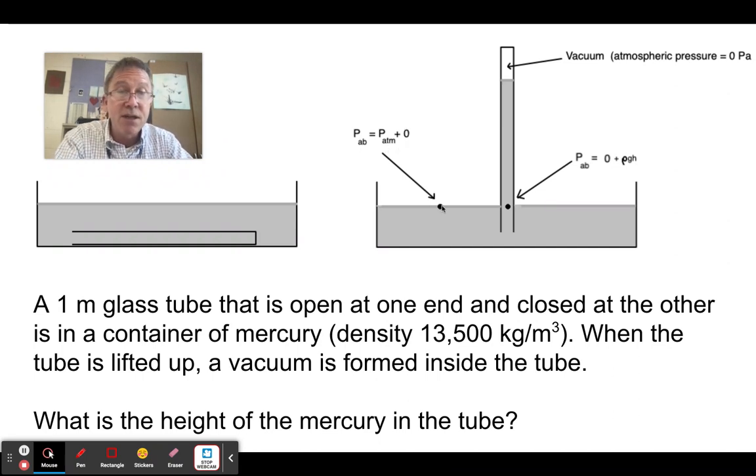So this pressure here is equal to atmospheric pressure. If I go to a point at the same depth over here, what I find is that there is no atmospheric pressure pushing on it, but there is a hydrostatic pressure acting on it. Since this is static, that atmospheric pressure is equal to the hydrostatic pressure of this one here. In other words, the atmosphere is pushing down hard enough to keep this column of mercury in place.